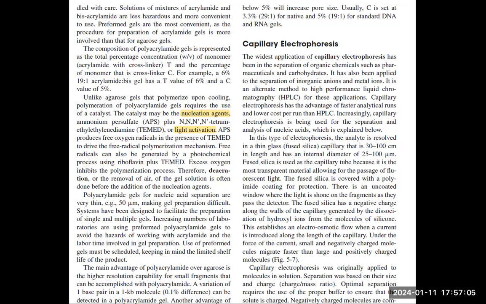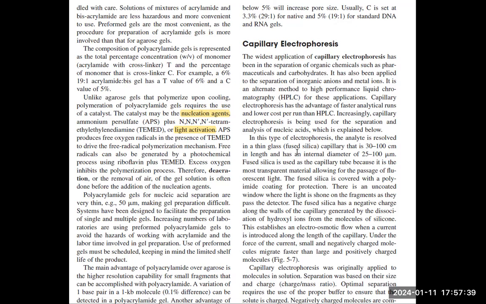Okay, so let's proceed to capillary electrophoresis. Again, it's for pharmaceuticals and carbohydrates, and for inorganic anions and metal ions. If you don't have HPLC, the alternative method is capillary electrophoresis, because the advantages include faster analytical runs and lower cost per run. But remember, the equipment for capillary electrophoresis is really costly. It's still expensive compared to agarose.